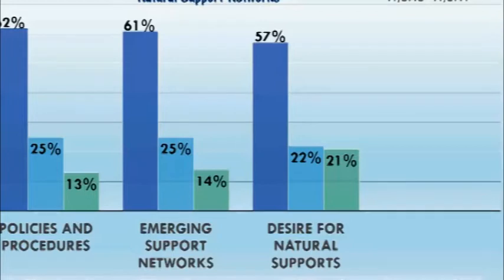For policies and procedures, 62% had effective results, 25% had progress noted, and 13% had action required. For emerging support networks, 61% had effective results, 25% had progress noted, and 14% had action required. For recognizing the desire for natural supports, 57% had effective results, 22% had progress noted, and 21% had action required.